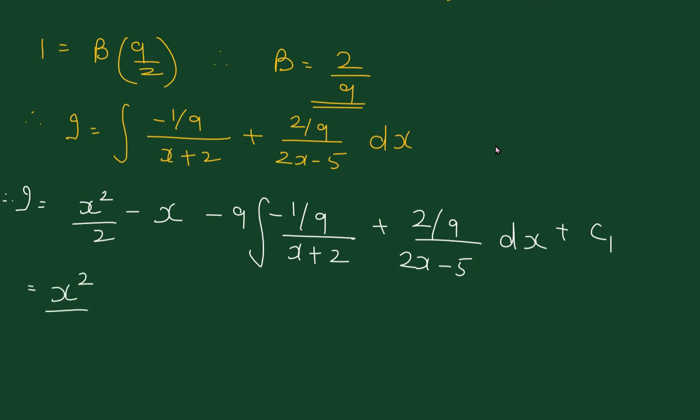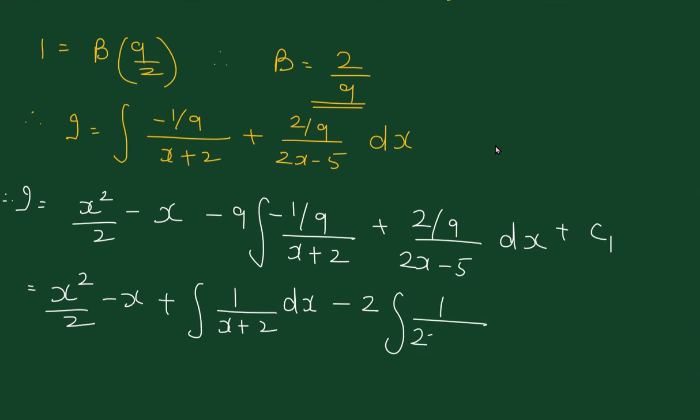So this becomes x square upon 2 minus x. Now separating the integrals, we get 9 into 1 upon 9. That 9 goes away, and minus into minus becomes plus integral of 1 upon x plus 2 dx. Similarly, for the second term, 9 into 2 upon 9 becomes only 2, and the minus sign is there because minus into plus is minus. So 2 integral of 1 upon 2x minus 5 dx plus c1.